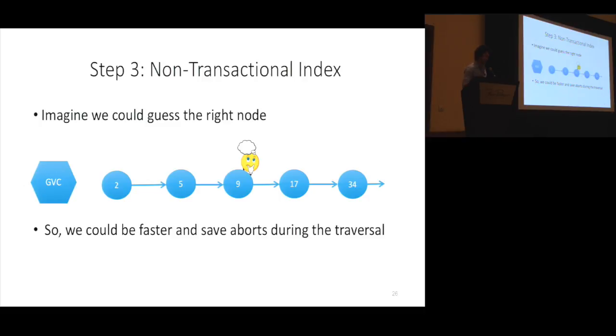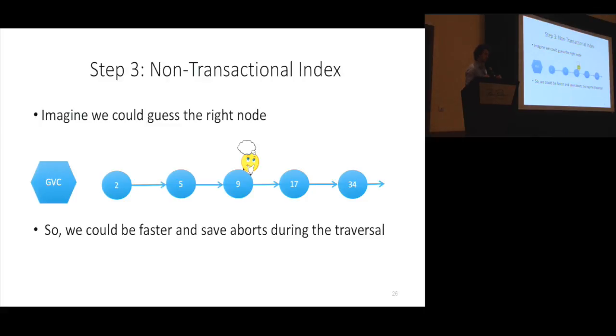The third step is a non-transactional index. Insert node number 10, and you somehow guess node number 9. So you could just steal node, and that's all. You will not have conflicts, and your operation will be very fast during the traversals. This is what the skip list will give you, right? The upper levels of the skip list.